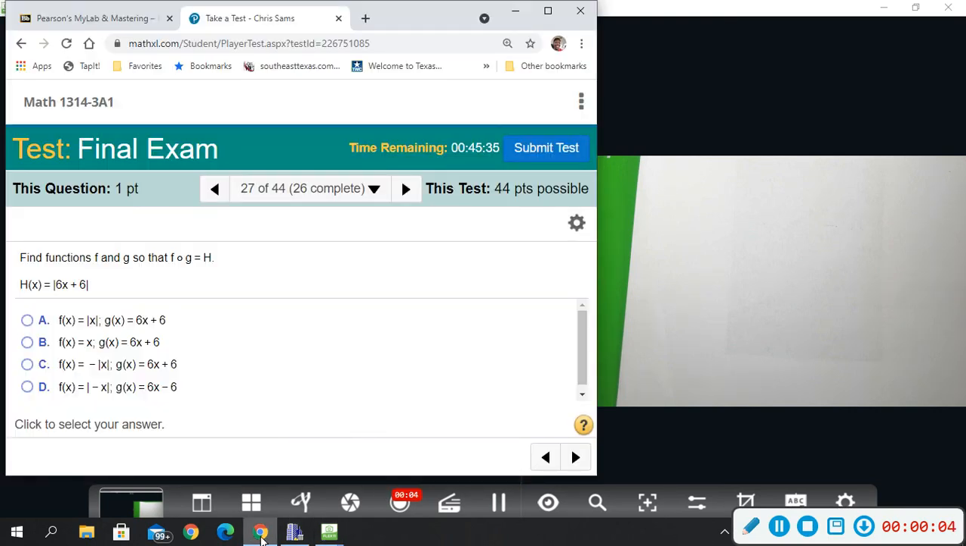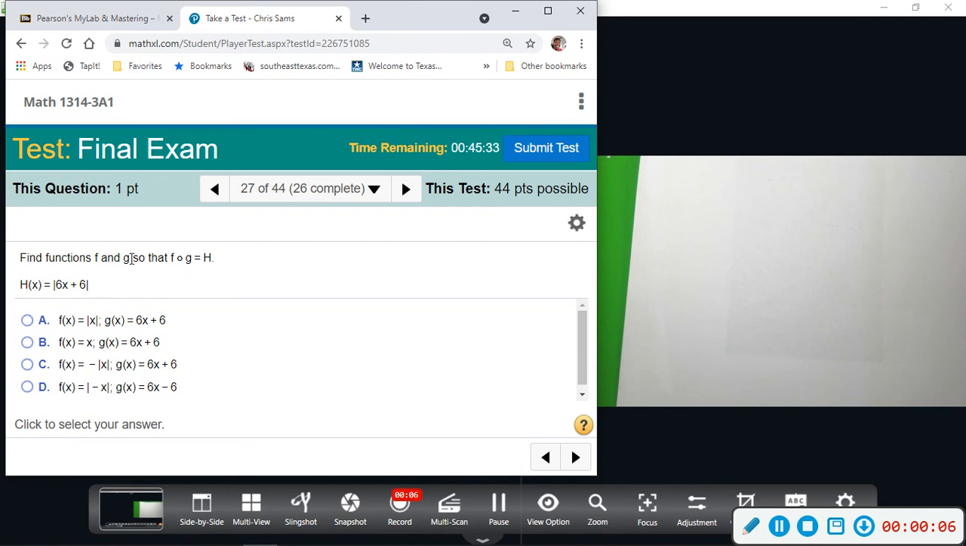We want to find functions f and g so that f of g equals this function h. Remember, the simplest way to do it is to replace all this with the x to be your first expression, so absolute value of x, and then everything inside will be your second equation, so 6x plus 6 would be g of x. That always works.